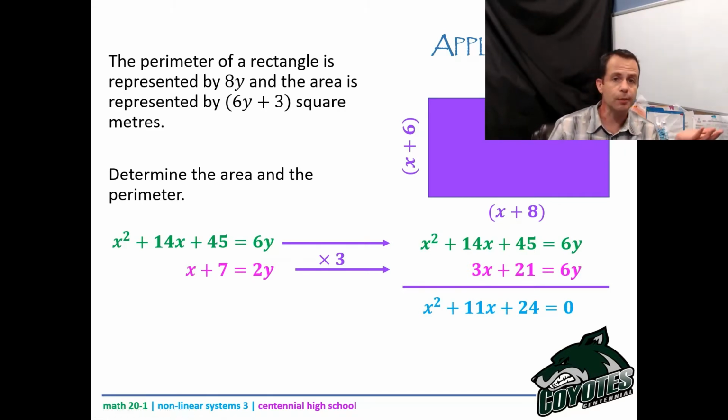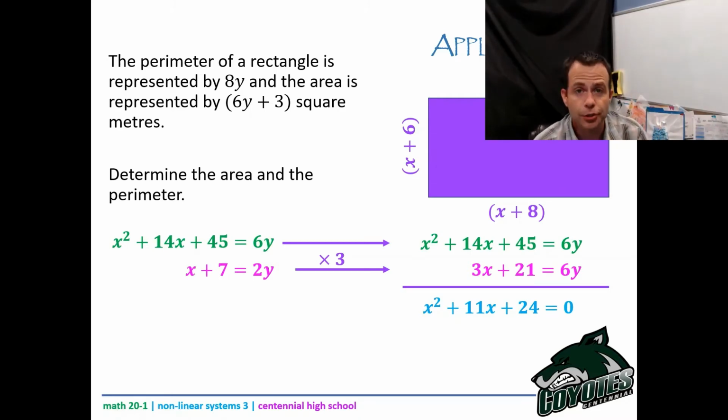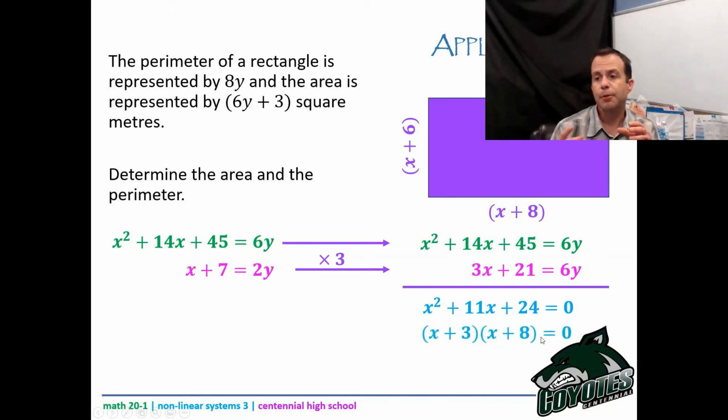Do I know two numbers that multiply together to give me 24 and add together to give me 11? Sure I do. They are 3 and 8. So I've got x plus 3 times x plus 8 equals 0. That puts me at the zero product principle. Either my x plus 3 is 0, and that would mean x is negative 3, or my x plus 8 equals 0, and that would mean x is negative 8. Okay.